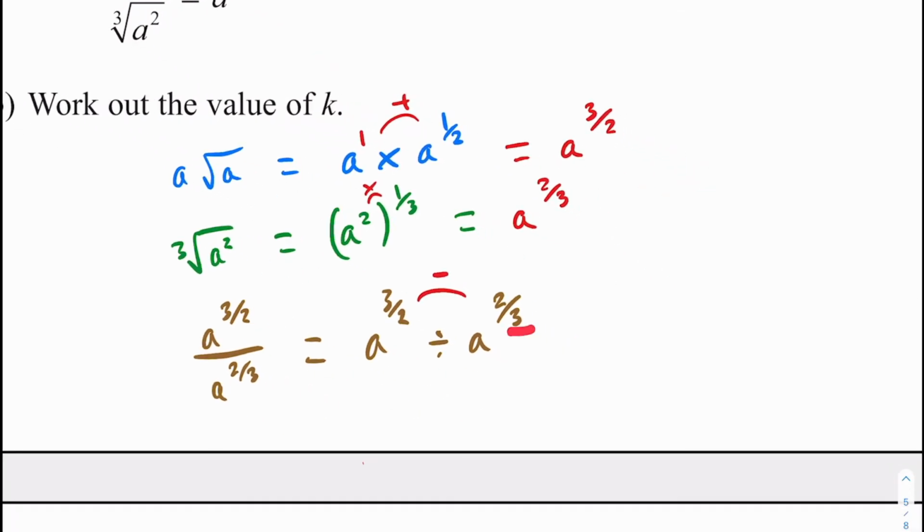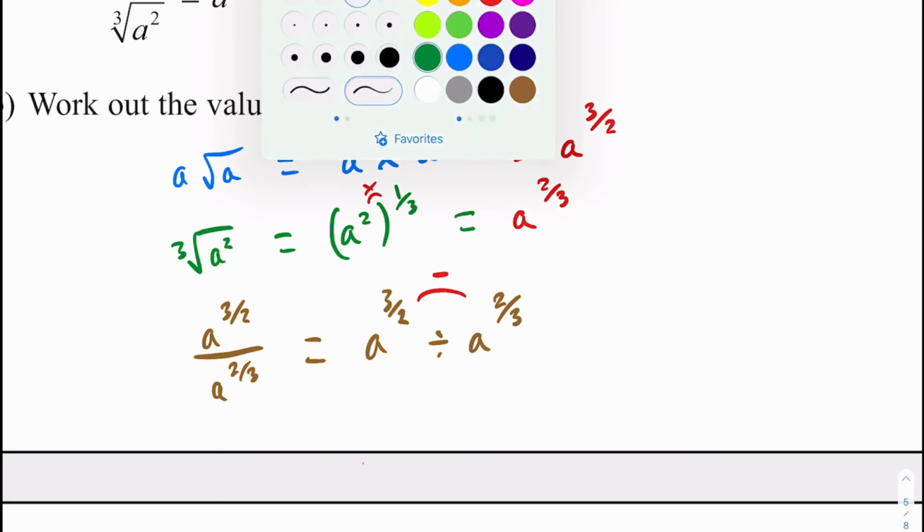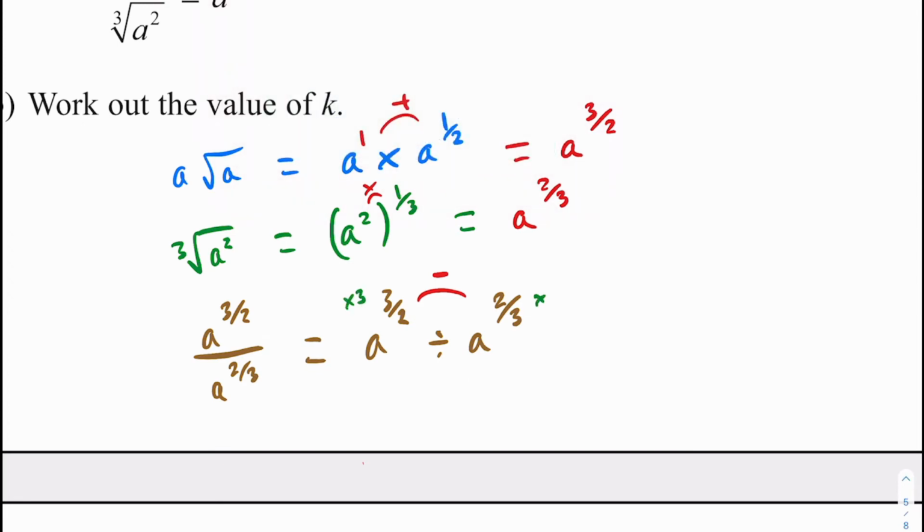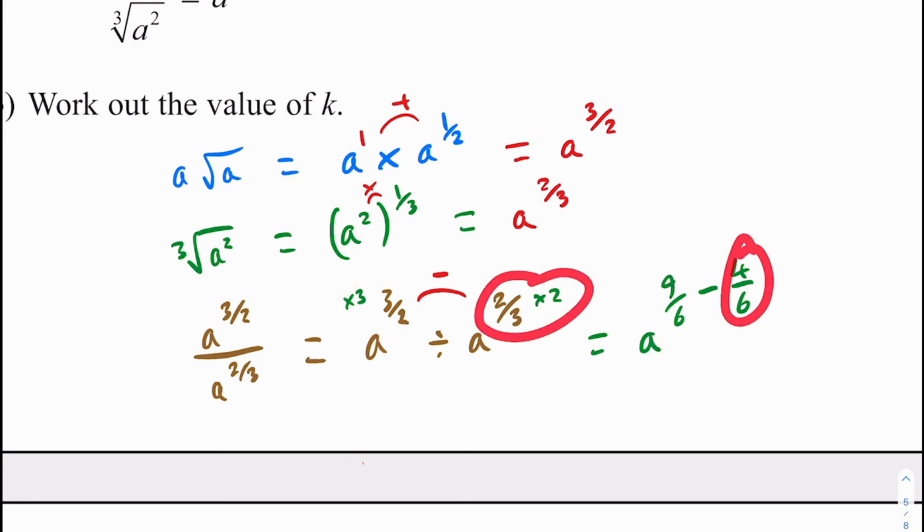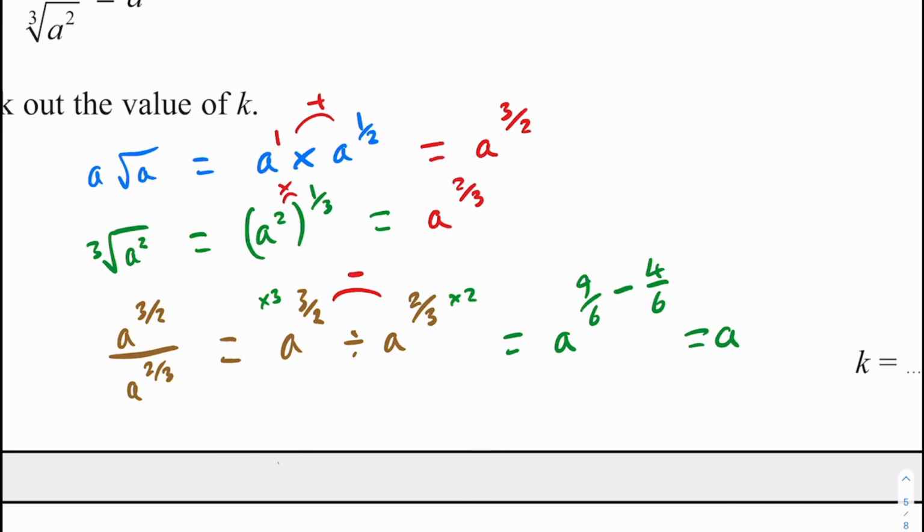But the issue here is we don't have a common denominator, so we need to get one. So we're going to multiply the fraction here by 3, and this one by 2. I'll just use a different colour. So we multiply by 3, multiply by 2. So this is now equal to a to the power of 9 over 6, and then take away our 4 over 6. The 9 over 6 comes from here, and the 4 over 6 comes from here, okay? And we just have to subtract them as they are being divided. This is therefore equal to a to the power of 9 take away 4 over 6, which is 5 over 6, okay?